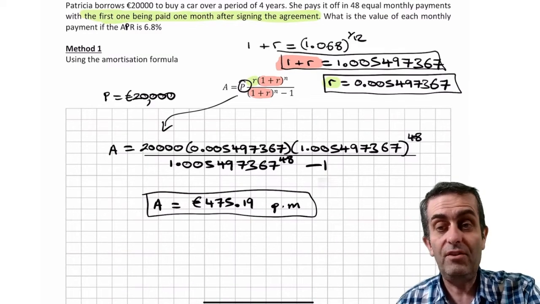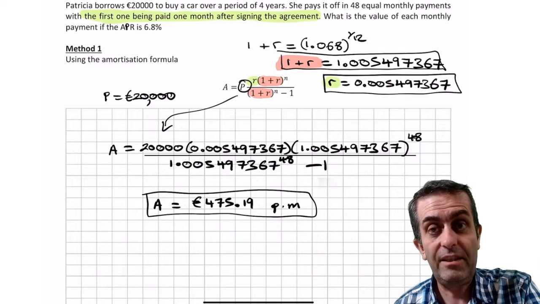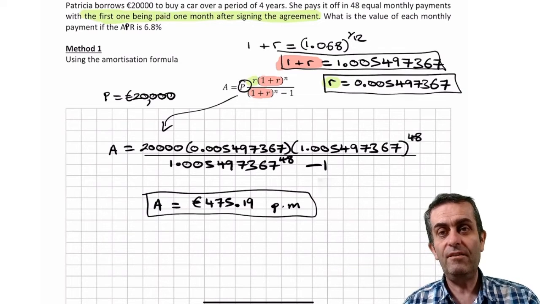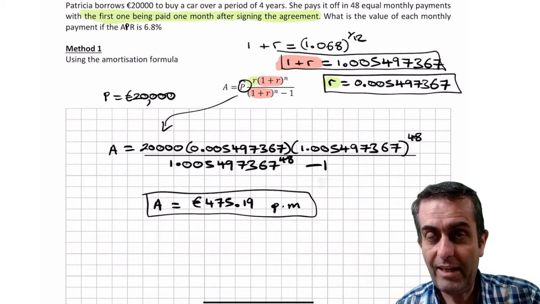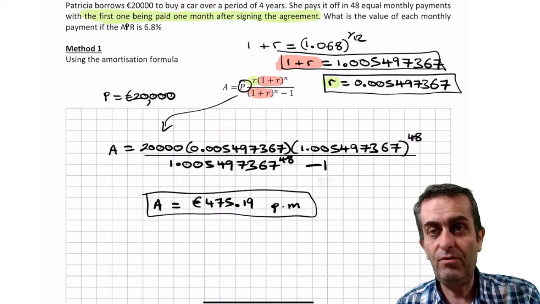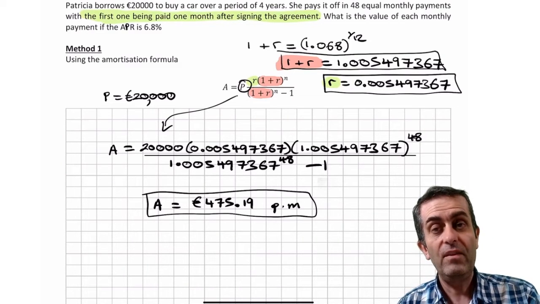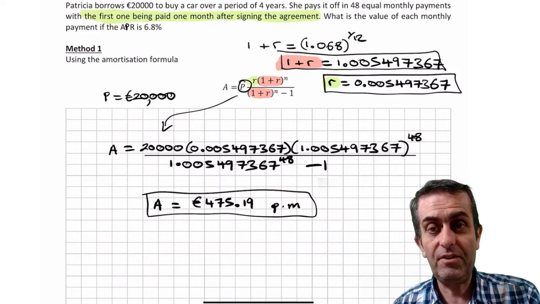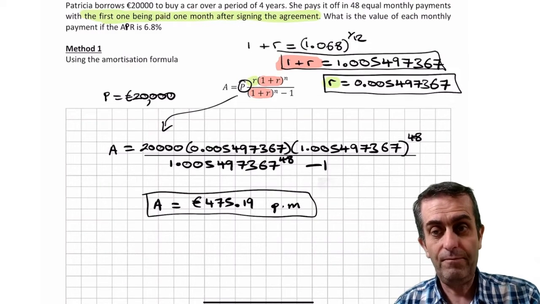Having said that, the amortization formula works brilliantly in this scenario. But remember, you must start paying off the loan 1 month after you sign the agreement, and you must finish the loan with a zero balance in the normal way, with all of the payments being equal. If there's any alteration to the size of the payments, the amortization formula cannot work.